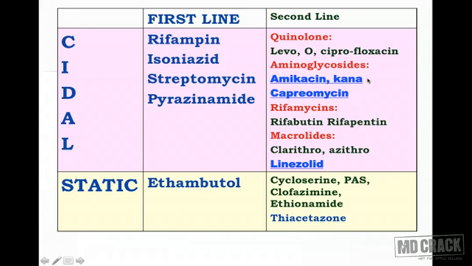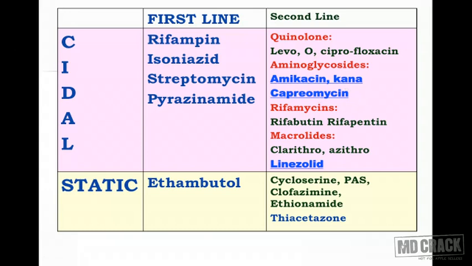So you always need to know at least about these 5 agents, which are the first line agents. We go to the second column now, in fact, the last column, which is showing the second line drugs. And the second line cidal drugs are, there's a big list of drugs. It contains quinolones in the form of levofloxacin, ofloxacin, and ciprofloxacin. Then aminoglycosides: amikacin, kanamycin, and capreomycin.